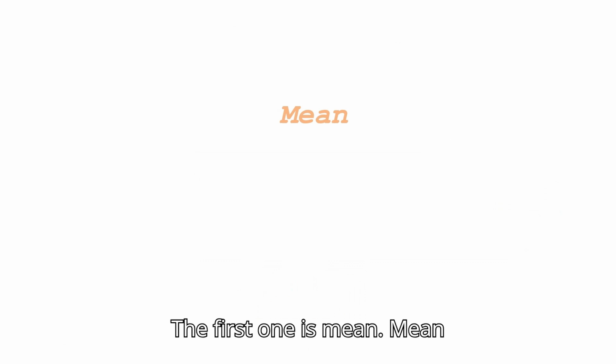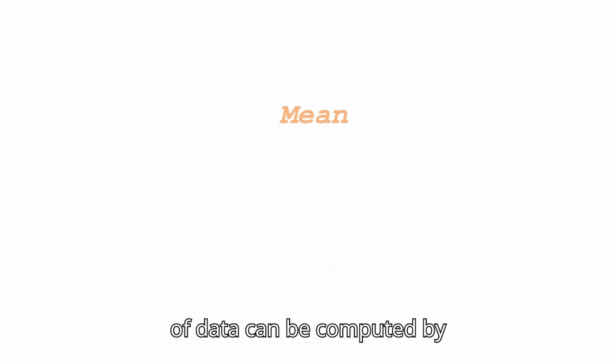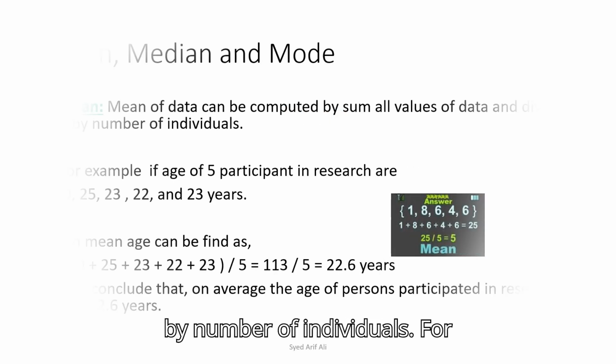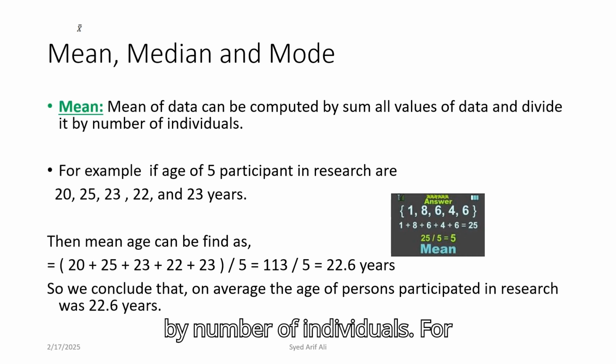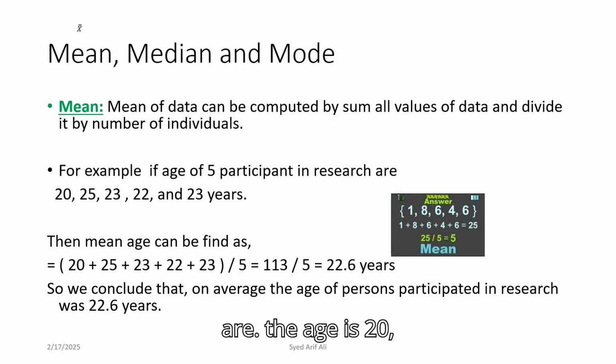The first one is mean. The mean of data can be computed by summing all values of the data and dividing it by the number of individuals. For example, if the ages of 5 participants in a research are 20, 25, 23, 22 and 23 years.